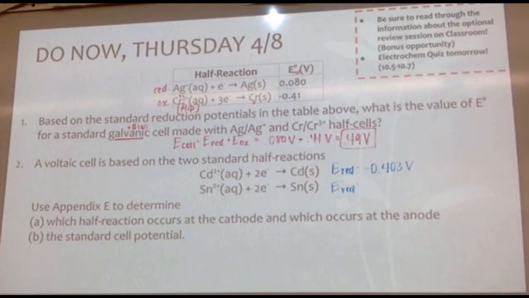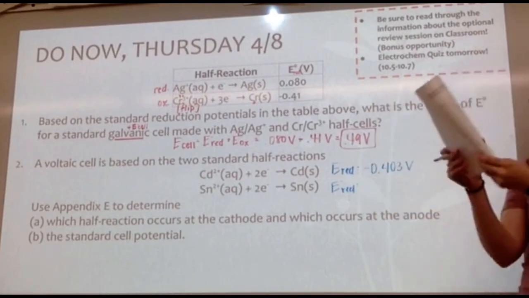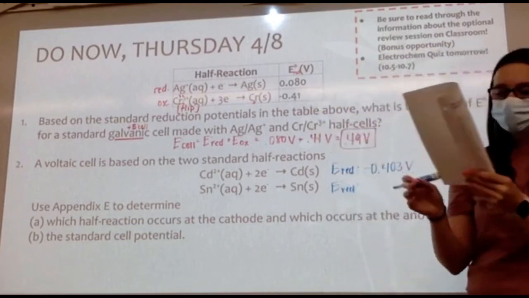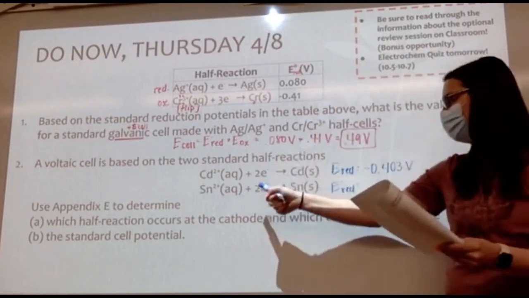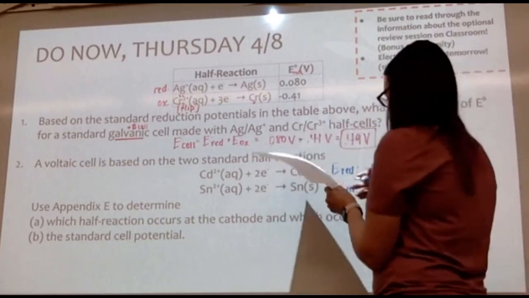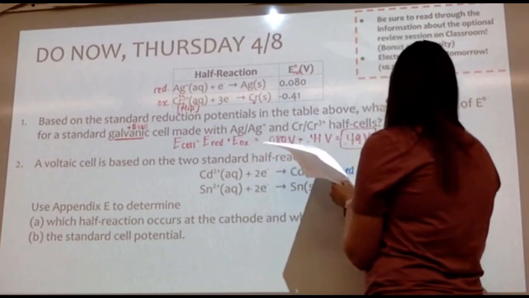And then we go to tin. Now, if you notice, there are 2 tin reduction half reactions on Appendix E. We're almost at the very bottom of the second column. We want the first one. We want Sn2+ to Sn. So Sn2+ to Sn is negative 0.136.